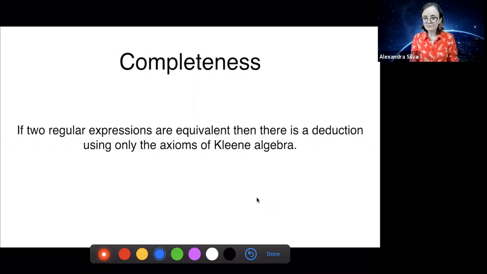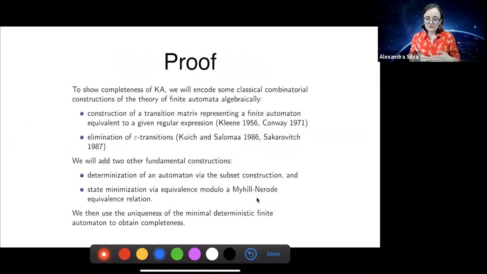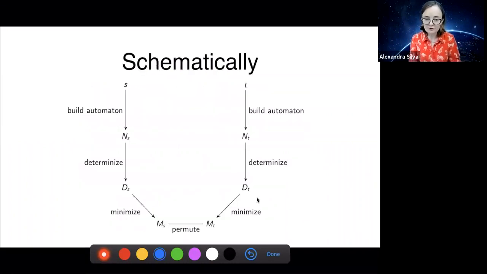So what do we want to show? We want to show that if two regular expressions are equivalent, then there exists a proof using only the axioms that we've seen a few slides ago. The way the proof goes actually connects to the proof of Kleene's theorem that we looked at in lecture 1. Before we go there, let me show you this, which is perhaps a bit easier to go through. So we have two regular expressions, S and T. And how are we going to show that there's a proof of their equivalence?